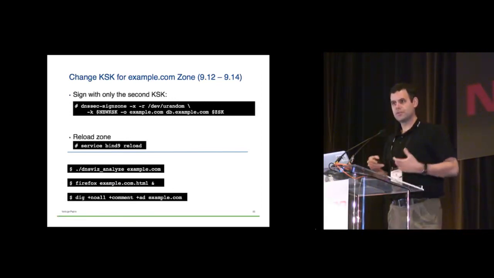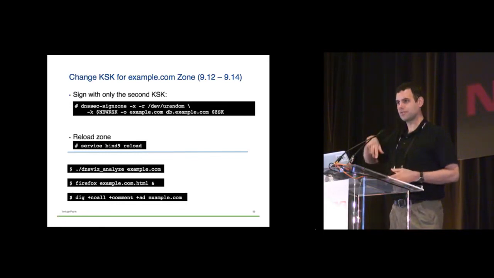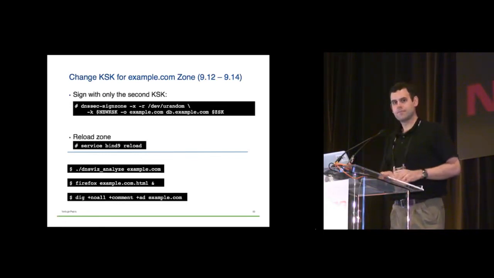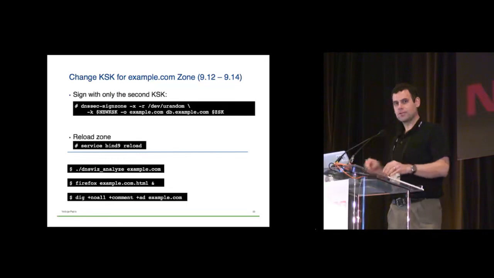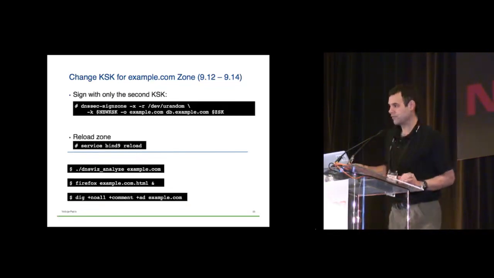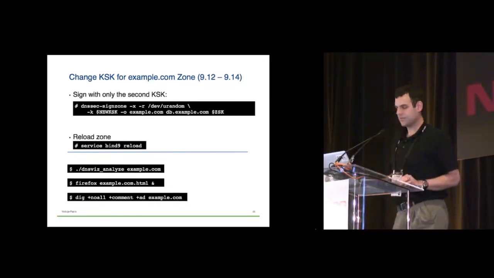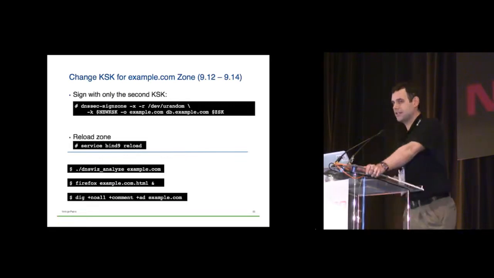Hopefully this section goes a little bit quicker because you can grab a bunch of text at once. For those of you not familiar with the terminal, you can even grab the stuff that has the pound signs at the beginning, and it'll just treat those as comments, and it won't actually execute them. So, okay, 912 to 914. You're re-signing with the new KSK only, and then you're reloading your zone, and then running reanalysis.